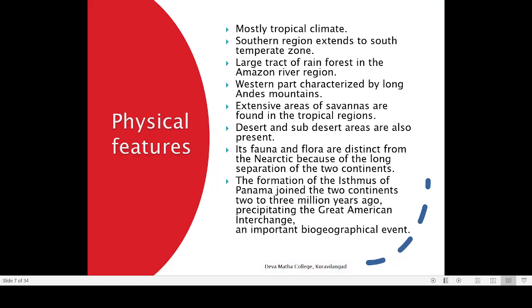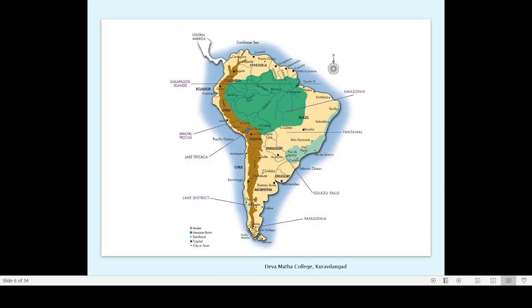Then the next point is the large tract of rainforest in the Amazon River basin. Now, the western part is characterized by the long Andes mountains. Where is the western portion? This region is the western portion, and what is shown in brown is actually the Andes mountain range.